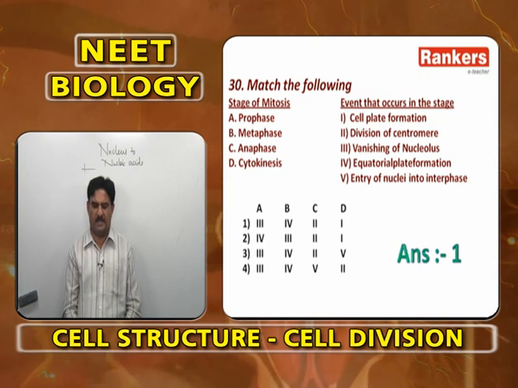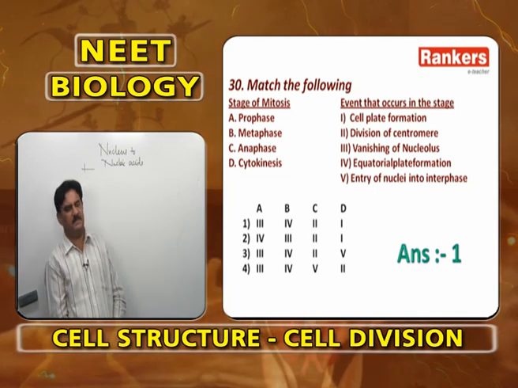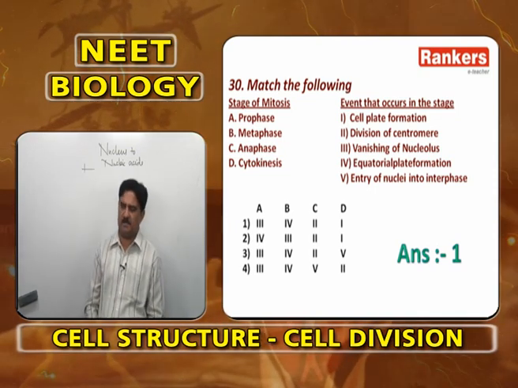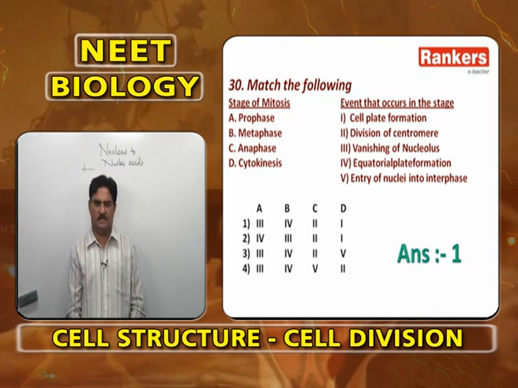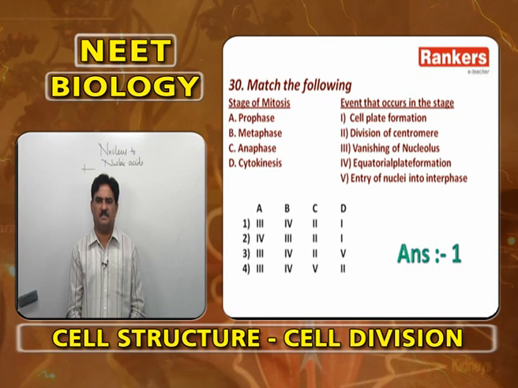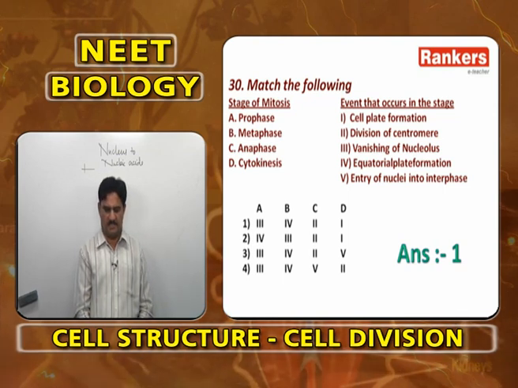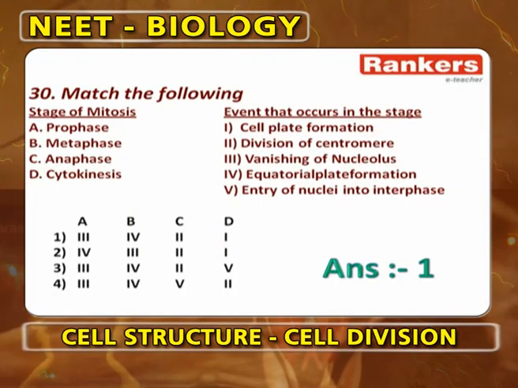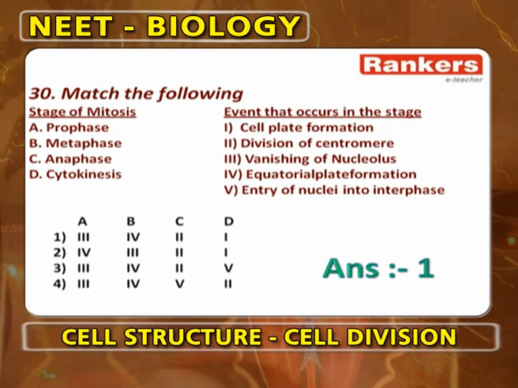Cytokinesis, cell plate formation. Phragmoplast is formed. Vesicles and vacuoles of the Golgi complex accumulate in the phragmoplast, secrete pectins into it, and convert it into the cell plate. The cell plate, by physical and chemical changes, becomes the middle lamella. So the answer is prophase, vanishing of nucleolus. Metaphase, equatorial plate formation. Anaphase, division of centromere. And cytokinesis, cell plate formation. First option.